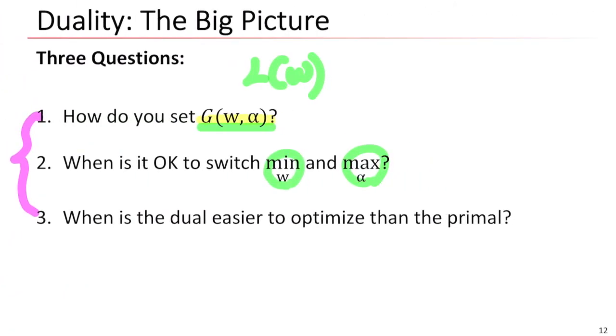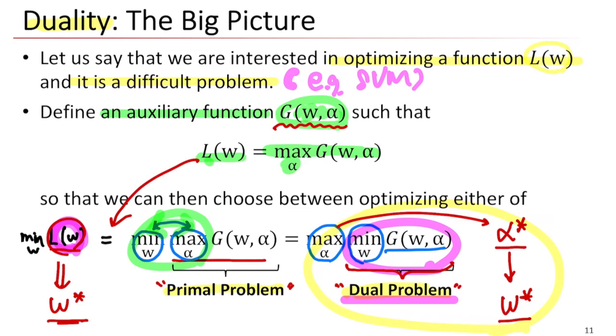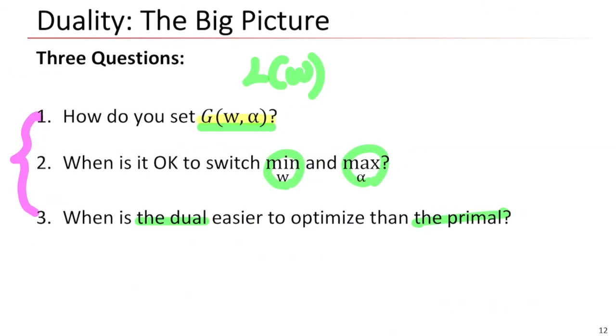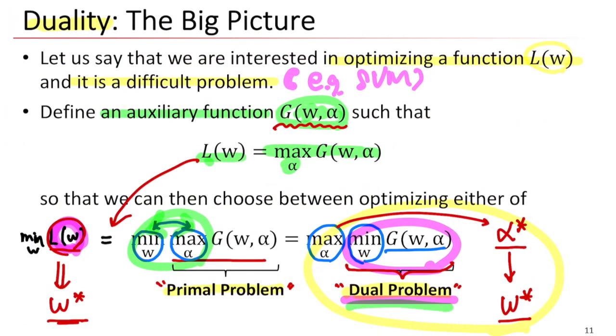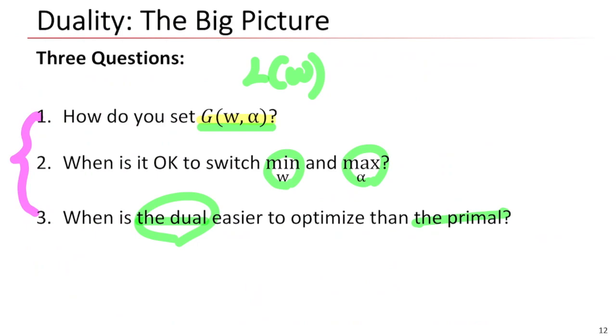The final one is when the dual problem is easier to optimize than the primal problem, right? The reason that we need to use the duality problem is that the dual problem is much easier to solve than the primal problem. So we have to check that the dual problem is much easier to optimize than the primal problem. Okay. From now on, let's answer the following questions.